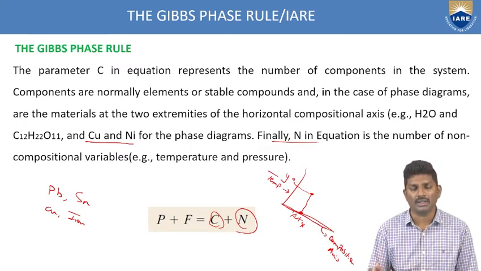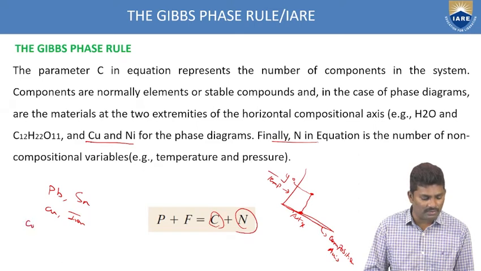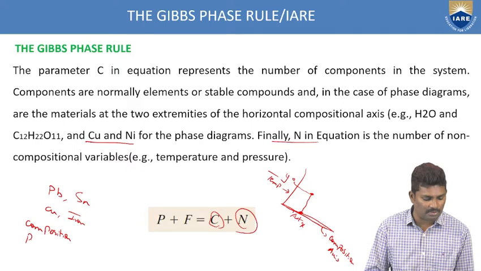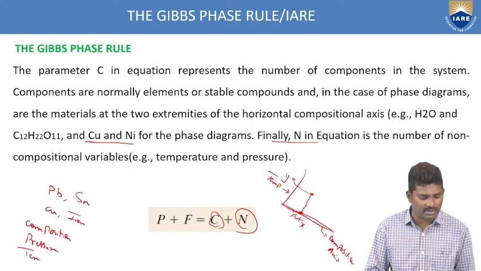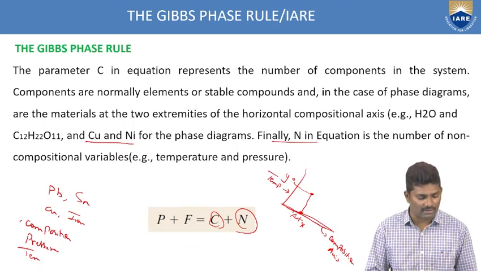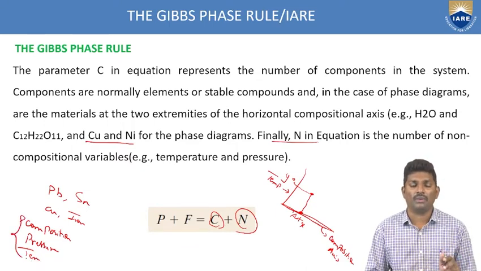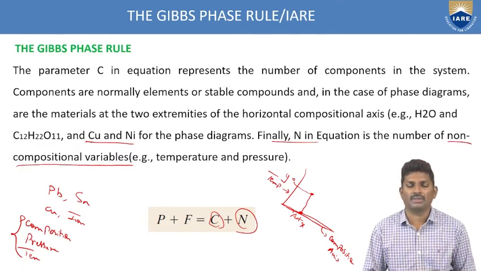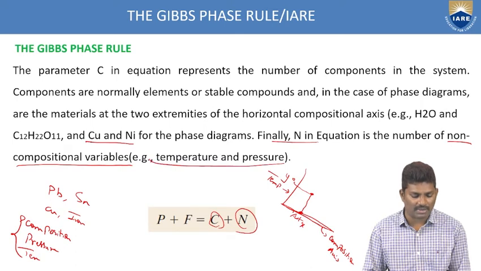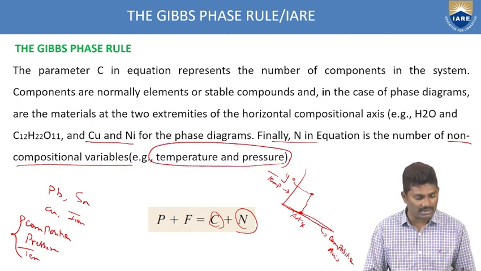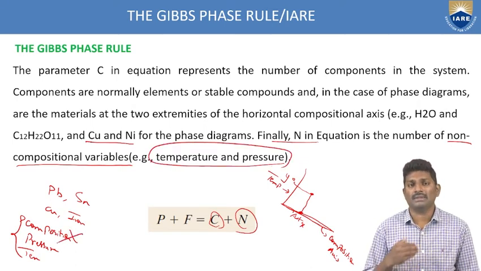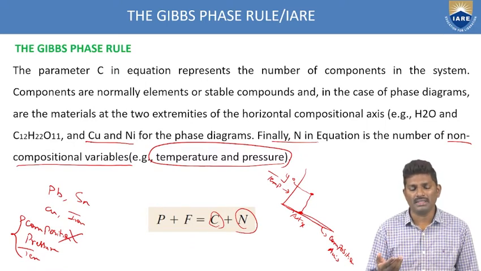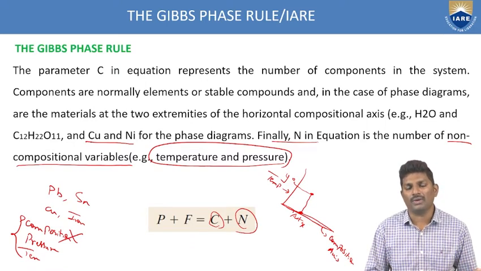Non-compositional variables are what here? Generally we have the composition, pressure and temperature. So these are the three variables that we have. Of these three variables, only two are non-compositional variables: the temperature and pressure. Except for the composition, we can change all these things. So that's why they are called non-compositional variables.